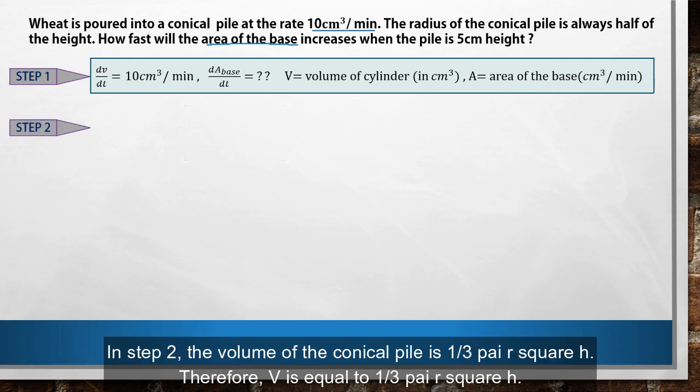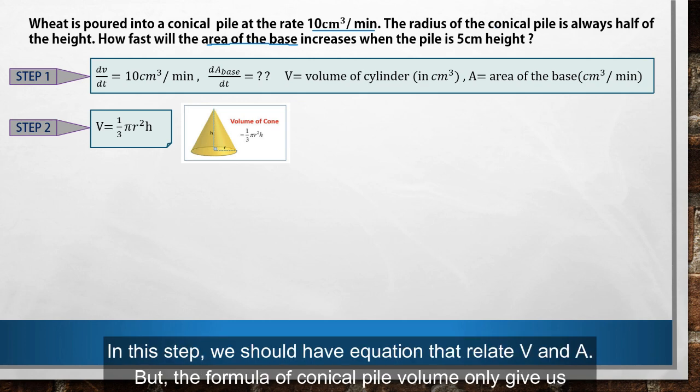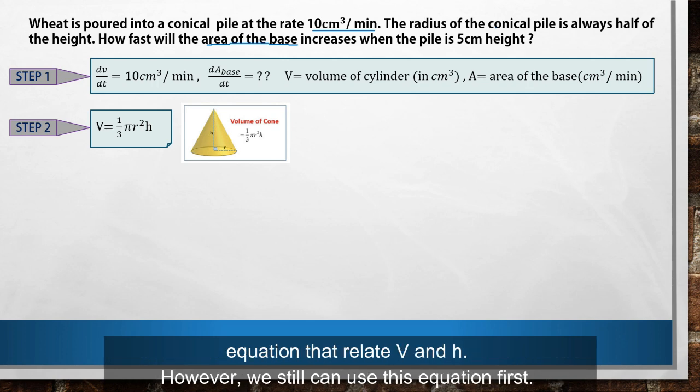In step 2, the volume of the conical pile is 1 over 3 pi r squared h. Therefore, V is equal to 1 over 3 pi r squared h. In this step, we should have equation that relate V and A, but the formula of conical pile volume only give us equation that relate V and H. However, we still can use this equation first.